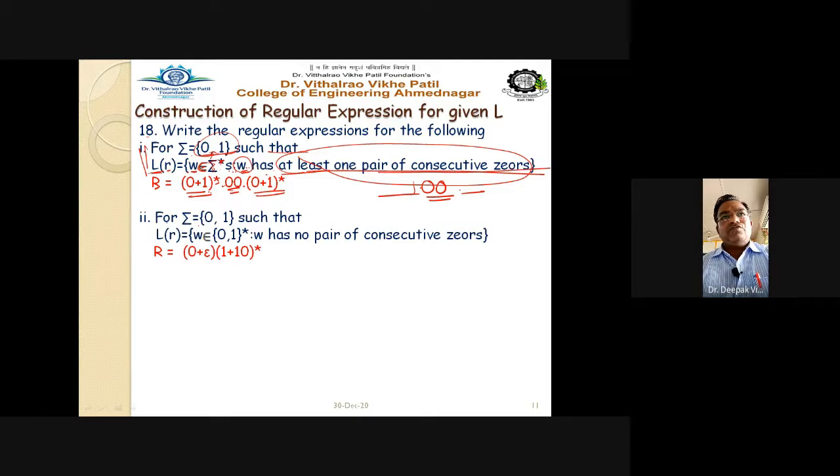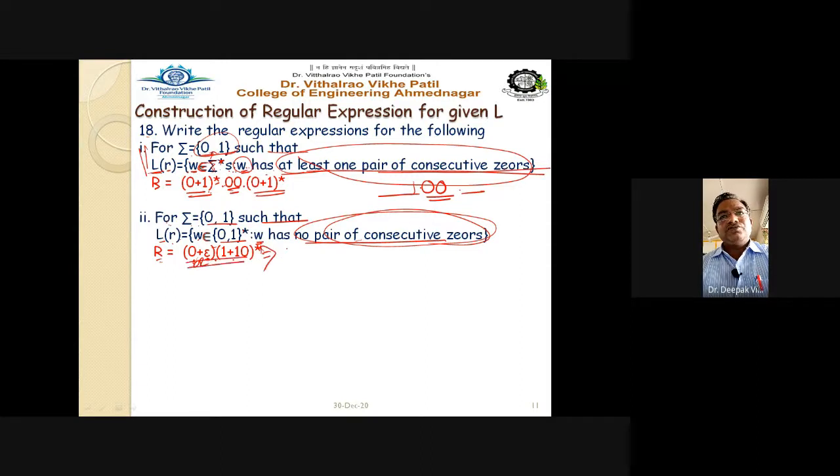Second one is: write a regular expression for the language such that for sigma equal to 0 comma 1, language L equals W belongs to (0 comma 1) star, such that W has no pair of consecutive 0. The expression is written like R equal to (0 plus epsilon), meaning either 0 or epsilon, dot into bracket (1 plus 10) raised to star. This particular regular expression gives us strings which do not contain consecutive zeros. If you want, you can expand this.